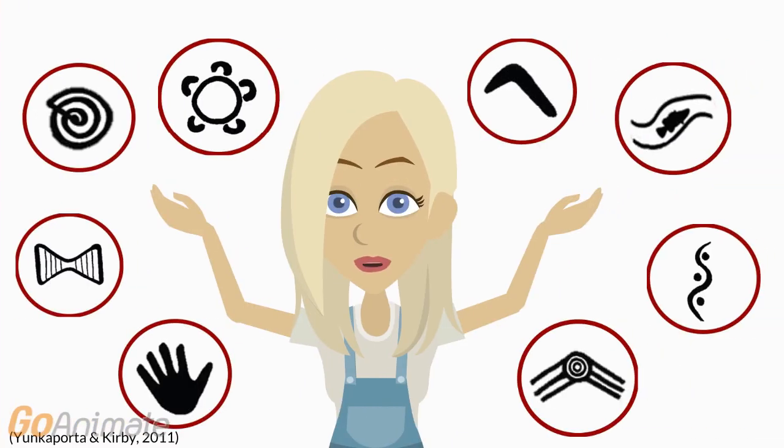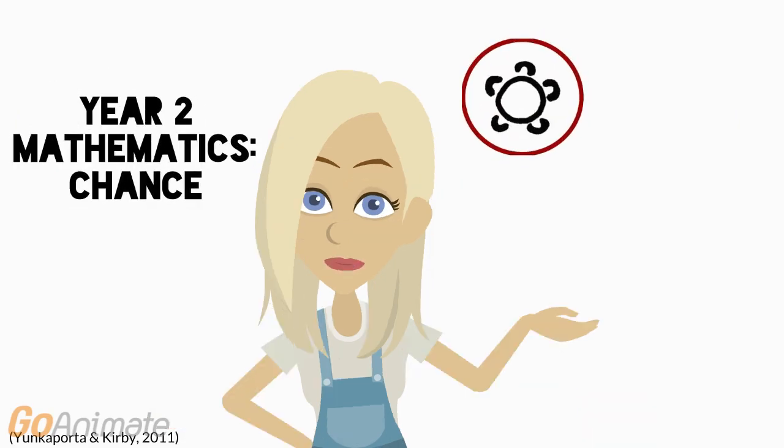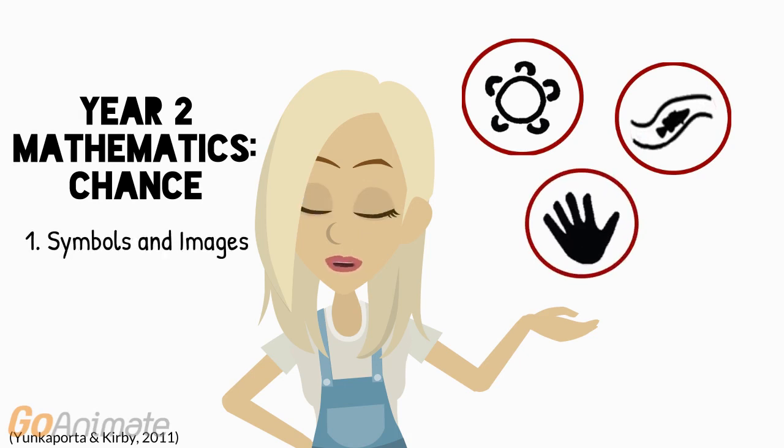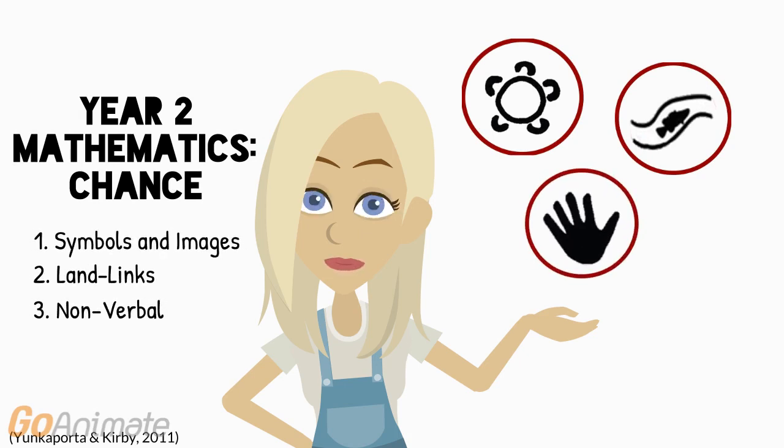The 8 Ways framework focuses on 8 interconnected pedagogies, but for the purpose of this presentation, I'm going to have a look at 3 of the pedagogies deeply. I will identify and explain a range of teaching strategies you can use when teaching Year 2 students about chance, using the pedagogies of symbols and images, land links, and non-verbal of the 8 Ways framework. This will give you a specific idea of how you can teach through the lens of the 8 Ways framework in mathematics, and how you can use this approach to differentiate, support diversity, and create an inclusive learning environment.